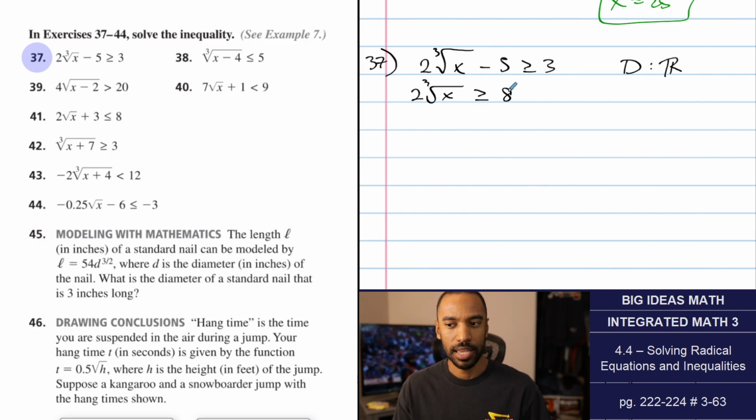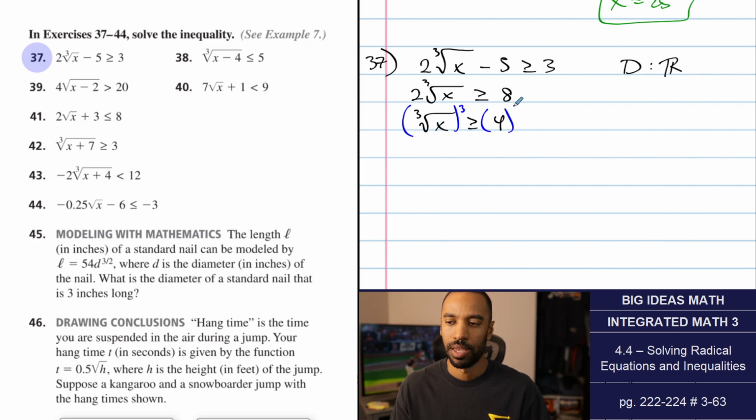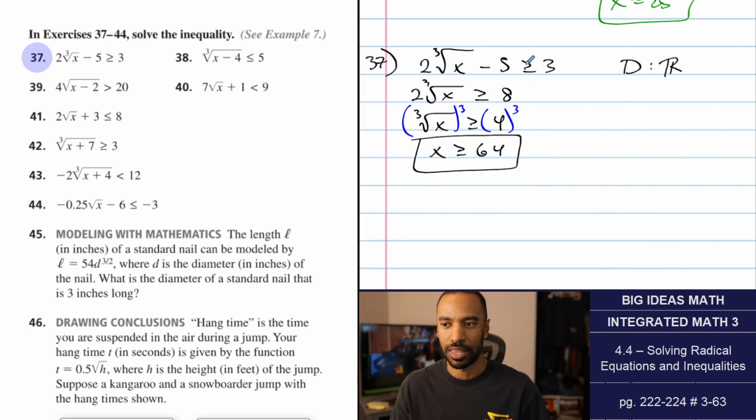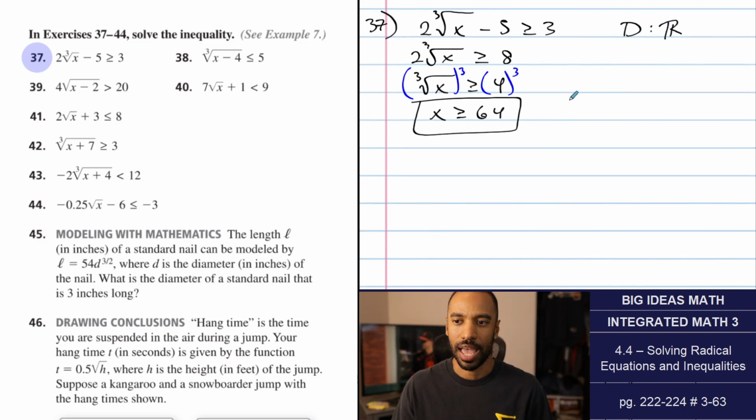I'm going to add 5 to both sides, treat it just like an equation. Let's divide both sides by 2 before we cube it. Yes, we can leave it there, but let's not get in that habit. Divide both sides by 2, and we get 4, and then we're going to cube both sides, right? So we cube both sides here, no change there. And x has to be greater than or equal to 64. If x ain't greater than or equal to 64, then this thing doesn't apply here. Domain's all real numbers, so we're good on any of those values there.